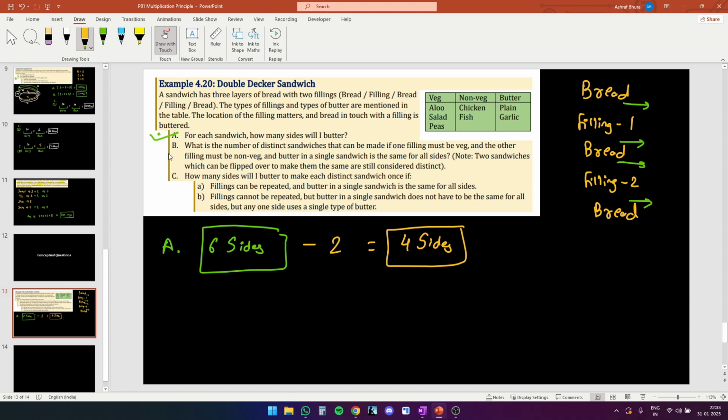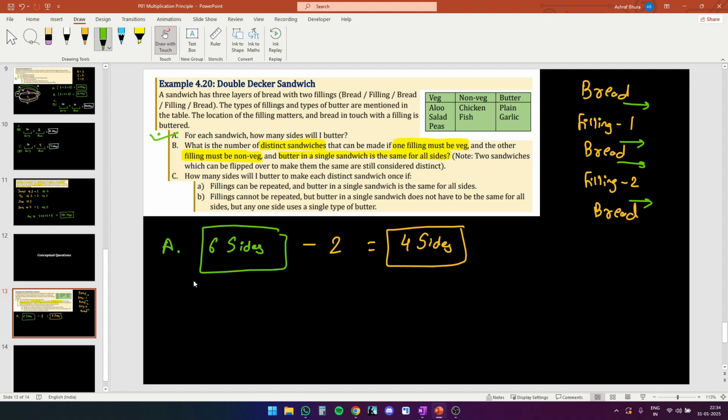Second part, what is the number of distinct sandwiches that can be made? We want to find distinct sandwiches that can be made if one filling must be veg. So the condition is that one filling must be veg and the other filling must be non-veg. And butter in a single sandwich is the same for all sides. So we do not distinguish between the butter. So butter will be the same for all of it.